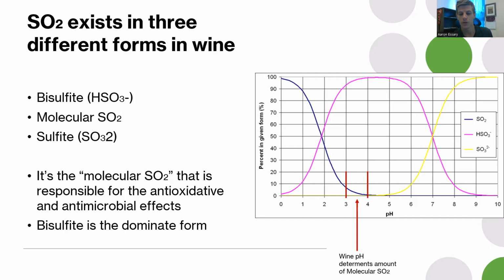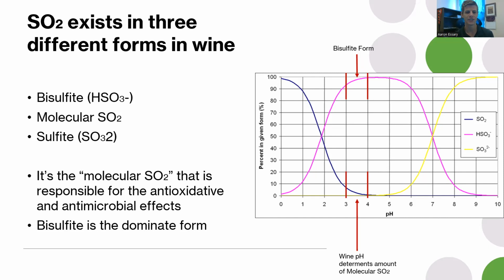So most of our SO2 in wine is actually in the bisulfite form, which doesn't offer the best protection. In fact, it offers really no protection against oxygen and microbial spoilage. It protects against things like acetaldehyde and sugars. But if you're looking for antimicrobial and antioxidation effects, you need the molecular SO2 form, which, if you follow this graph, between a pH of 3 and 4, only exists at less than 10%.